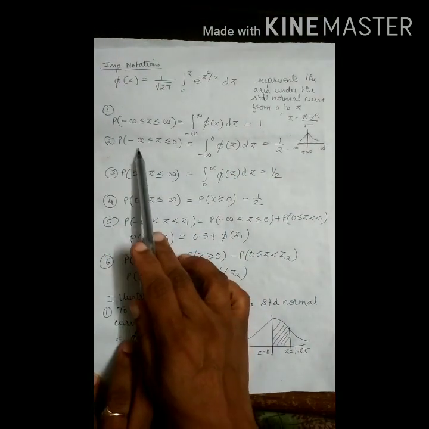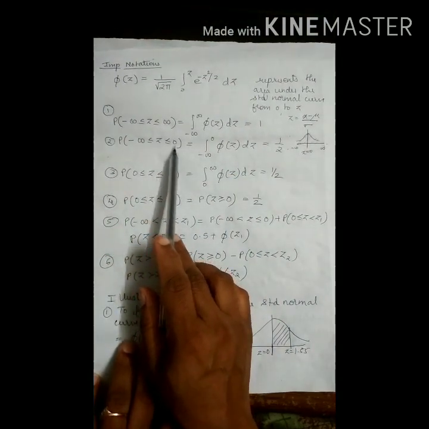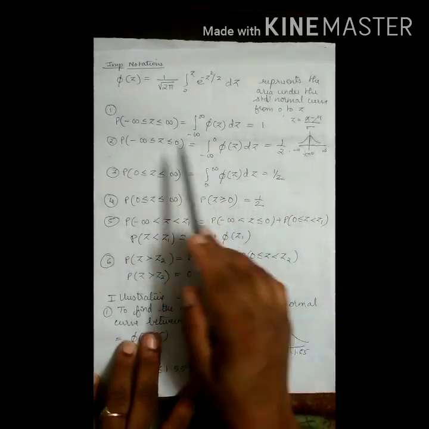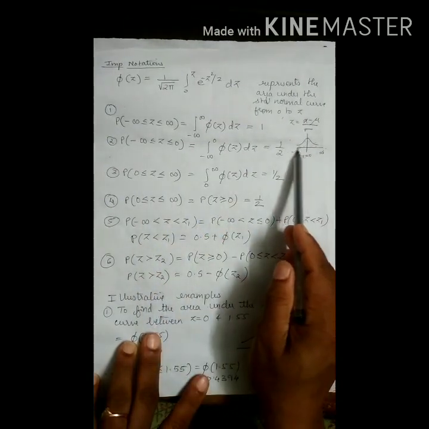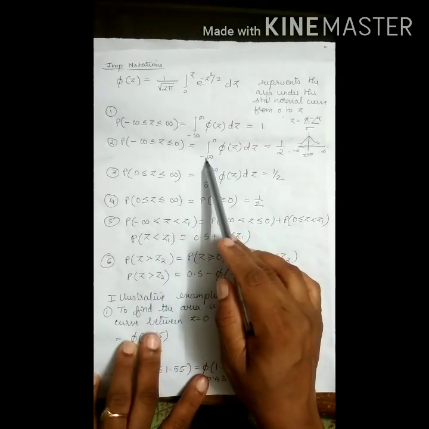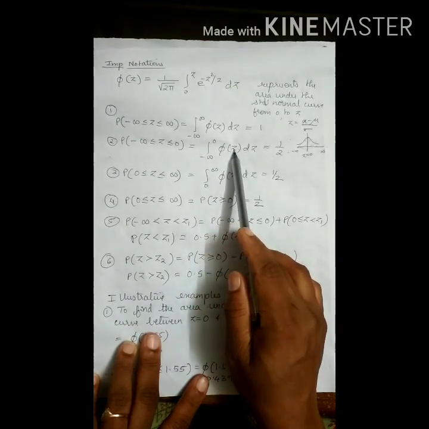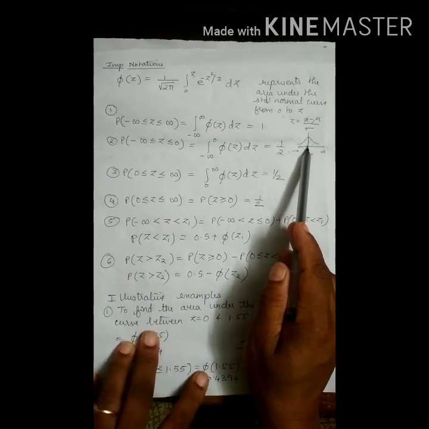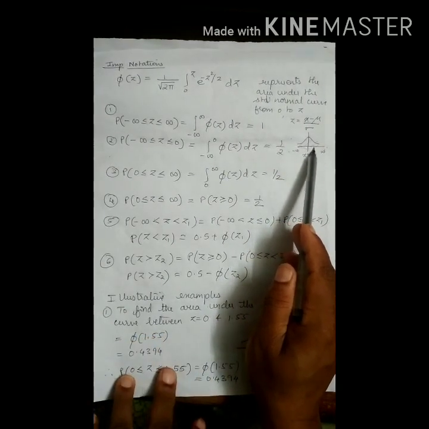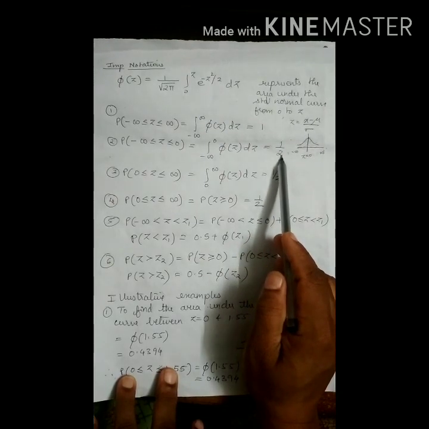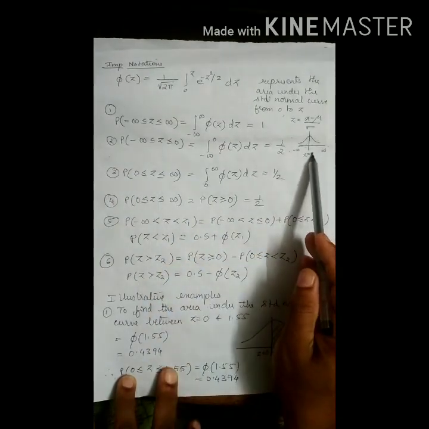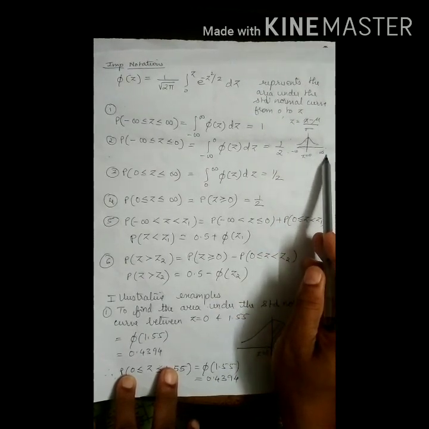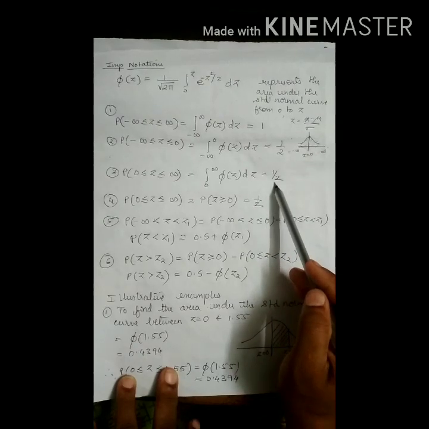If I am talking about the probability of minus infinity less than or equal to z less than or equal to 0, it means minus infinity to this 0, which is this area. That is the integral from minus infinity to 0 of phi of z dz. Its value will be 0.5, because I told you it divides the graph symmetrically, that is 50-50. So it will become 1 by 2. Similarly, from minus infinity to 0 it is 0.5, and 0 to infinity will also equal 0.5, that is 1 by 2.